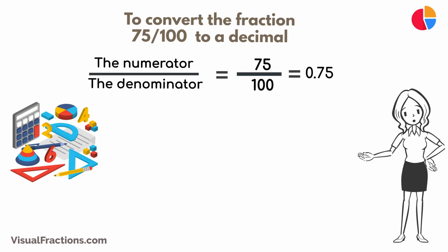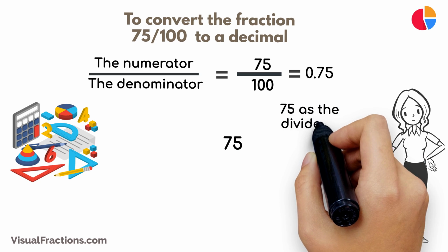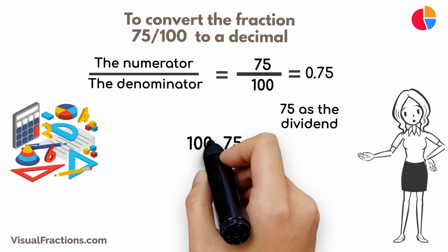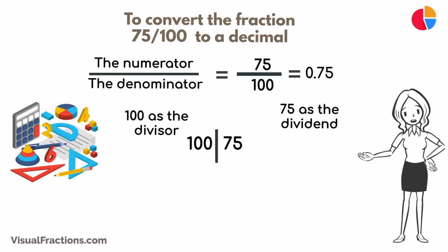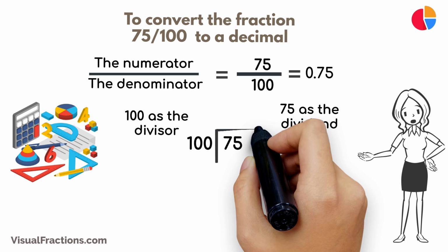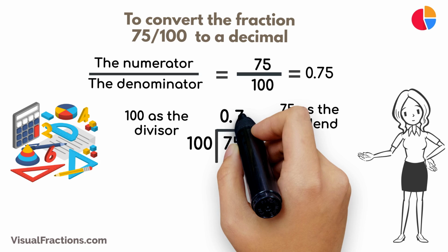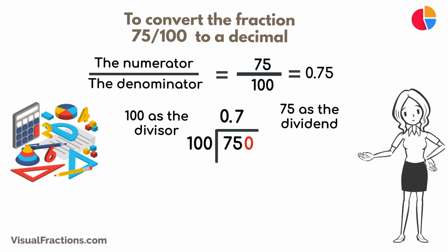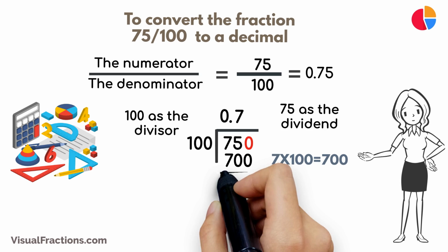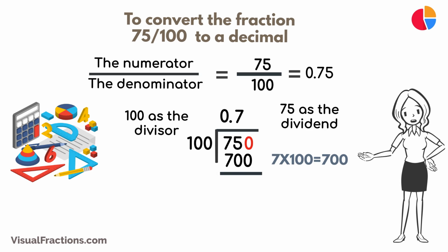To do this by hand using long division, we start by writing 75 as the dividend and 100 as the divisor. Since 100 doesn't fit into 75, we add a decimal point in our answer and append a 0 to 75, making it 750. How many times does 100 go into 750? Exactly 7 times. We write 7 after the decimal point in the quotient, making it 0.7. Multiplying 7 by 100 gives us 700. When we subtract 700 from 750, we get a remainder of 50.